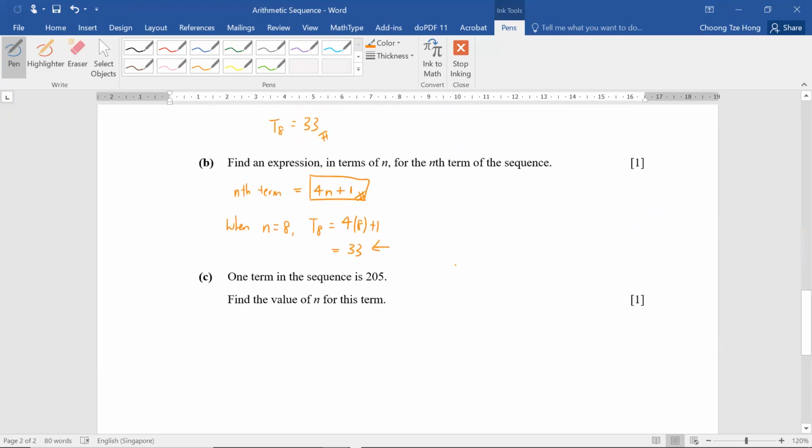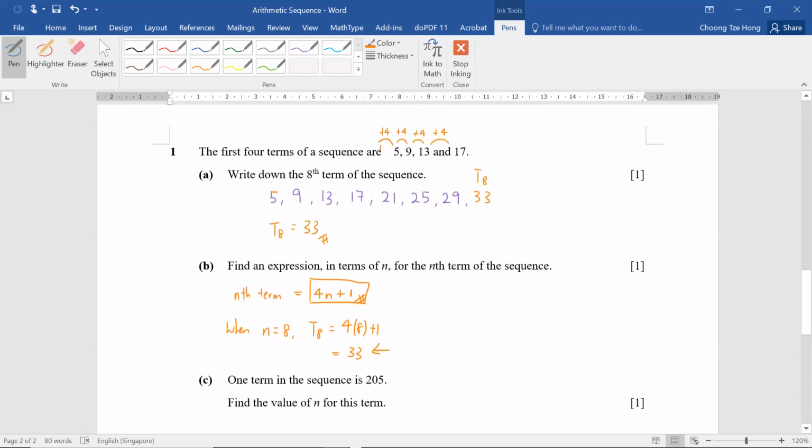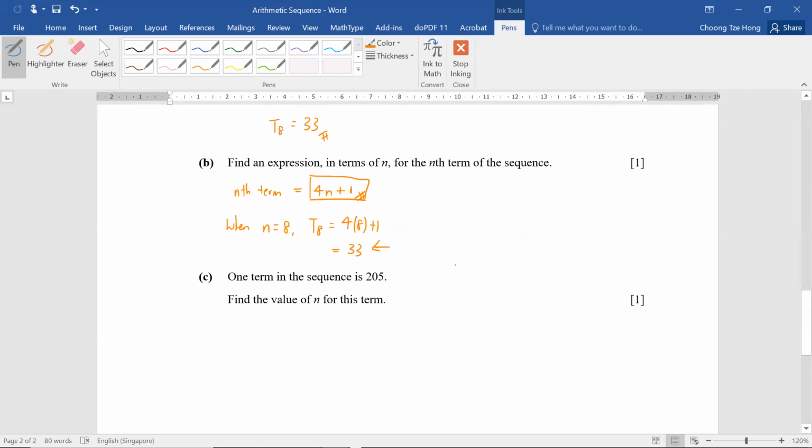One term in the sequence is 205. Find the value of n for this term. Now they're telling you that there's one term in this particular sequence. This sequence will continue on until it reaches big numbers like 205. So what is the value of n for this? All we need to do is equate this 4n plus 1 to 205. Because 4n plus 1, when you sub in different values of n, of course n needs to be a whole number, you will get different numbers in the sequence.